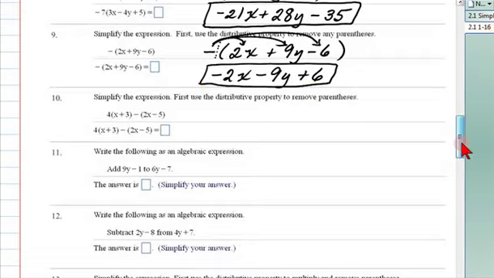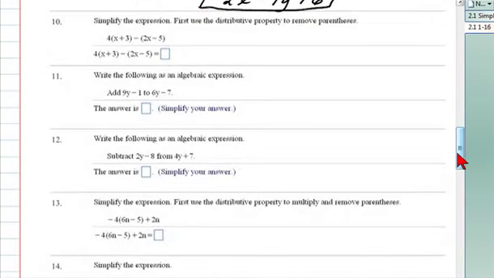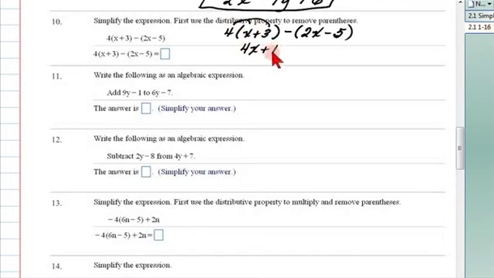All right, the next problem, I'm actually going to get to use both of my steps, I believe. It says, simplify this expression, and I start with 4 parentheses, x plus 3, close, minus parentheses, 2x minus 5. I'm going to use the distributive property, but I'm going to get to use it twice. The first group, 4 times x gives me 4x. 4 times 3 gives me 12.